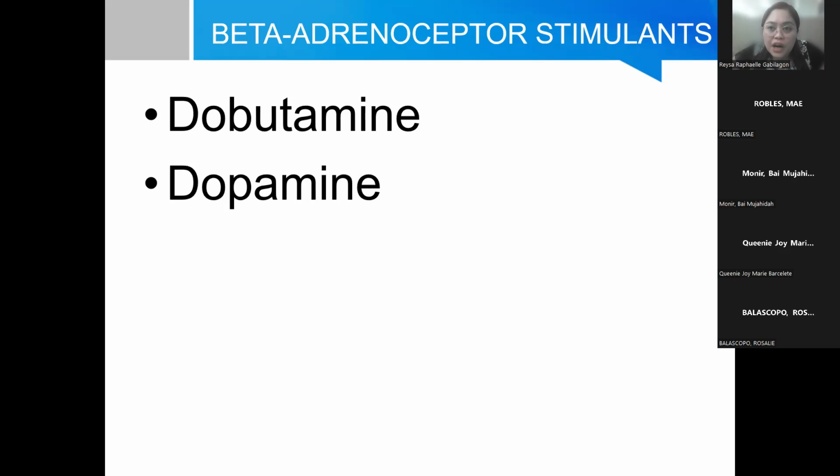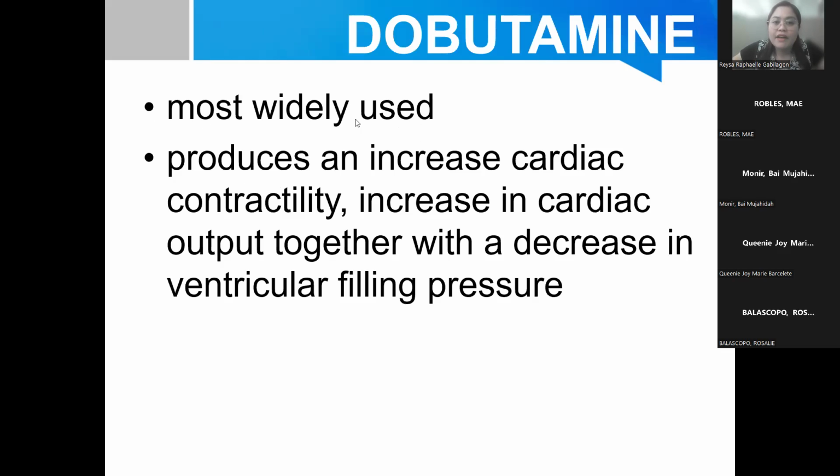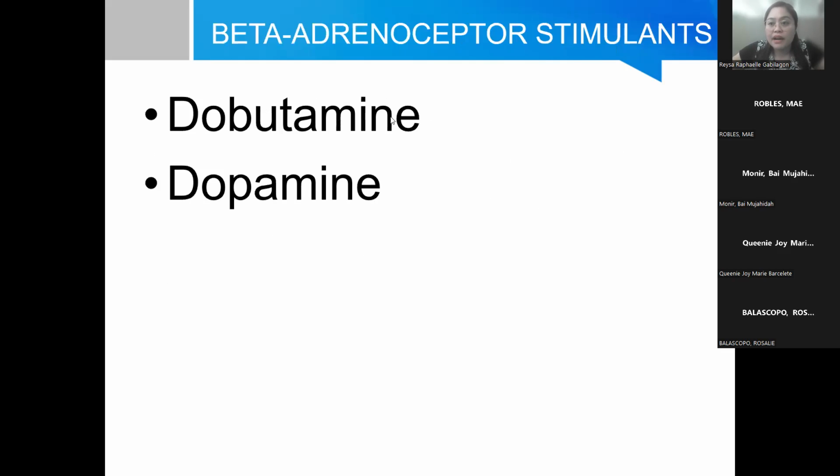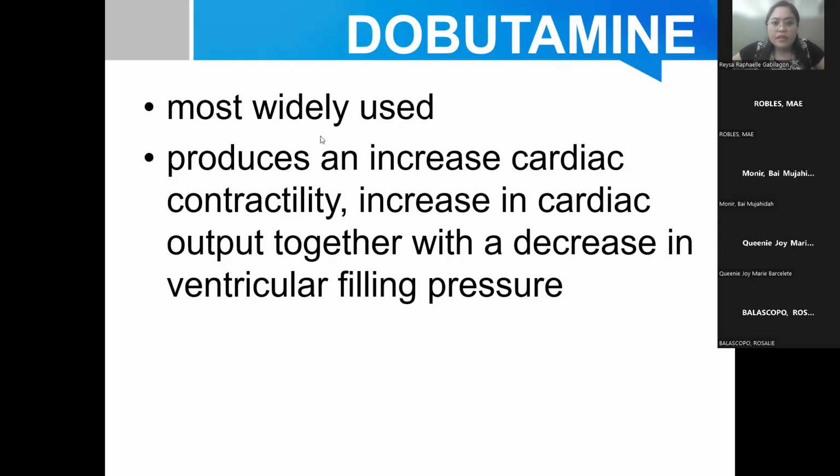So what are the two drugs that are considered agonists or stimulants of the beta-1 receptors? We have dobutamine and dopamine. However, we don't use them as a maintenance drug since these two are given most likely intravenously, IV, or parenterally. Now, among the two, dobutamine is more used for heart failure.